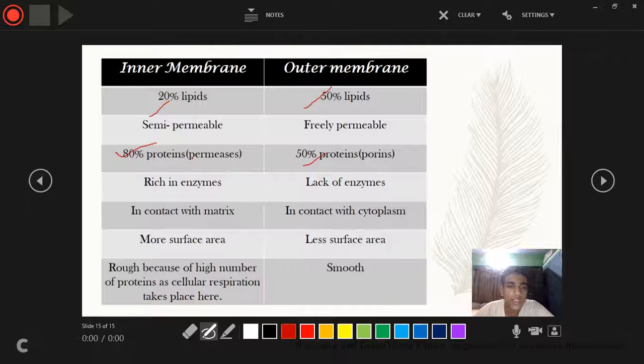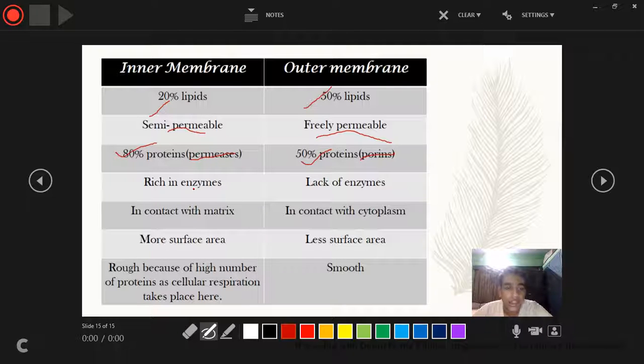So what are the proteins? Permeases in case of the inner membrane. It helps in active transport. That means inside the inner membrane active transport takes place, because the outer membrane is not so rigid. You can see that it is freely permeable, while the inner one is semi-permeable. It allows selected materials to pass through. The outer membrane has 50% proteins, and these proteins are porins.